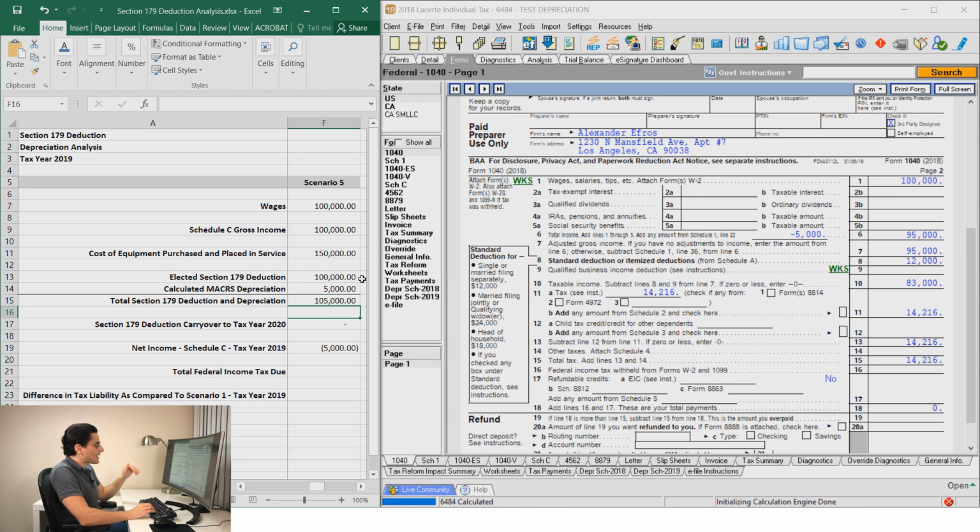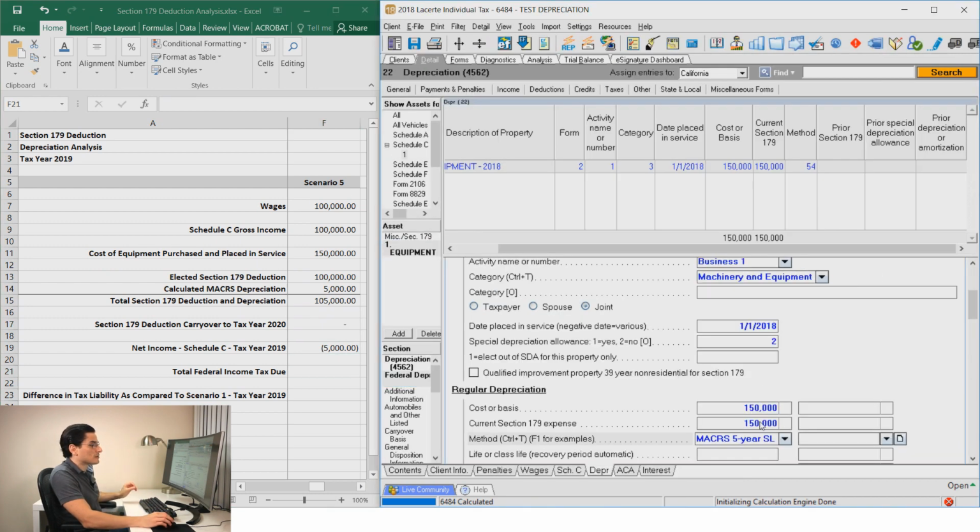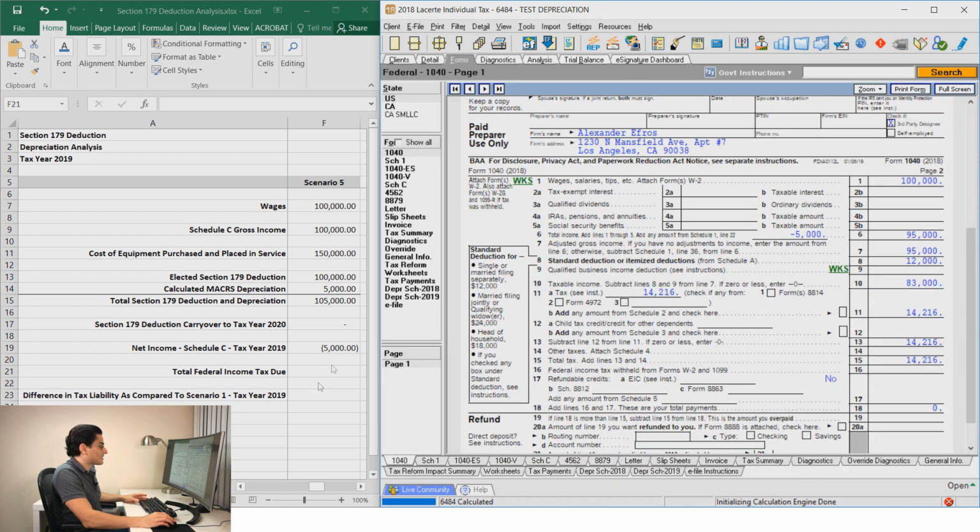So let's take a look at what the tax liabilities are when we compare the two. Now, taking a look at Scenario 4, where we purchased and placed in service $150,000 and elected to take the full $150,000, the total federal income tax due would be $43.73. Okay. Now let's take a look at Scenario 5 and compare. We're only electing $100,000 in Section 179 in this case. All right. So in this case, the tax jumps to $14,216.